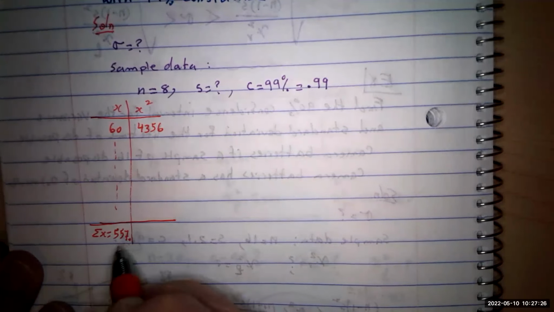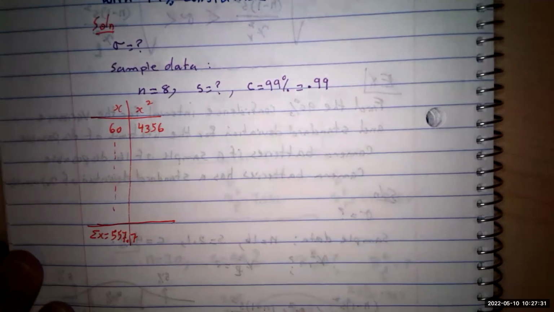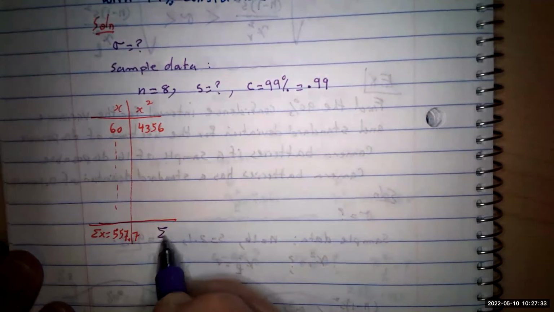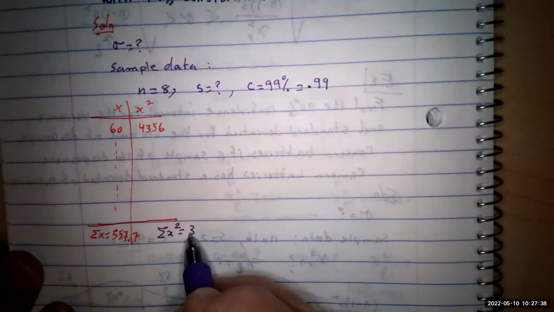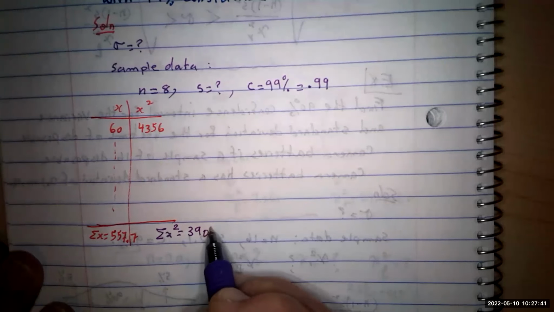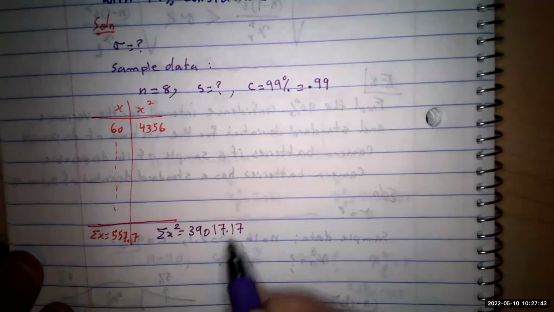Okay, so you square these numbers, and then you are going to find the sigma x. If you add them together, the sigma x would be 557.7, and then you add the squares, and that gives you sigma x squared, the sigma x squared of 3901717. Okay, then you can go with the formula if you like.